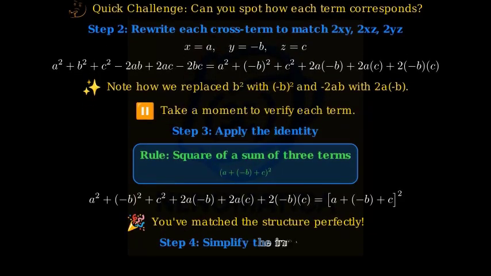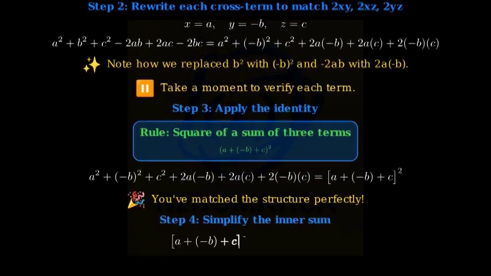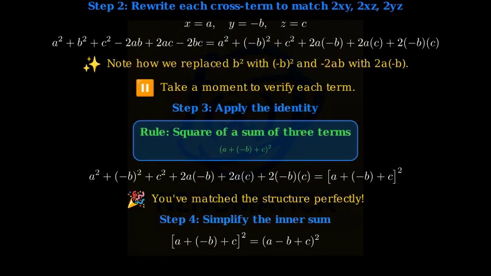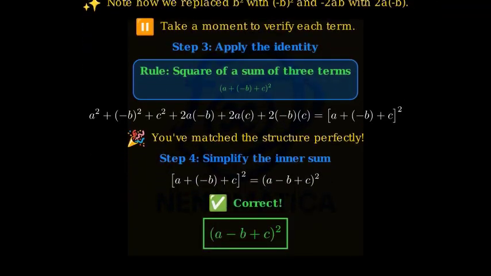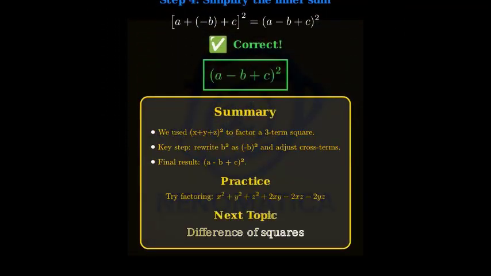Now, let's simplify this factored form. A plus negative b plus c can be written more compactly as a minus b plus c. So our final answer is a minus b plus c quantity squared. Let's summarize what we've learned. We used the square of a sum of three terms identity to factor our expression. The key step was to recognize that we needed to rewrite b squared as negative b squared and adjust the cross terms accordingly. Our final result is a minus b plus c quantity squared.